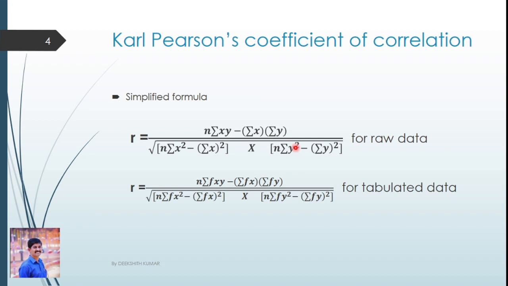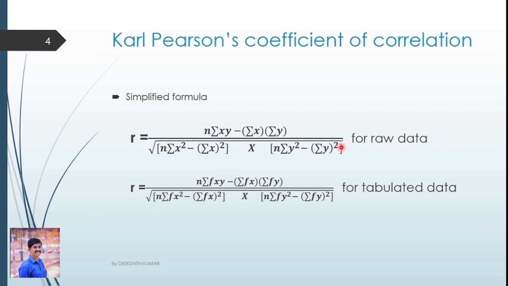Once again, I'll repeat the formula. The formula is very easy. R is equal to n sigma xy minus sigma x into sigma y divided by square root of n sigma x square minus sigma x whole square into n sigma y square minus sigma y whole square. This formula is used for raw data.